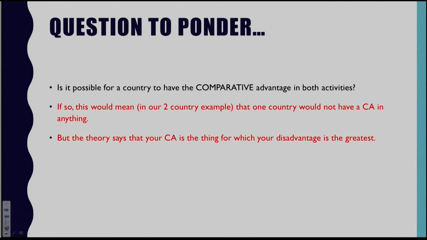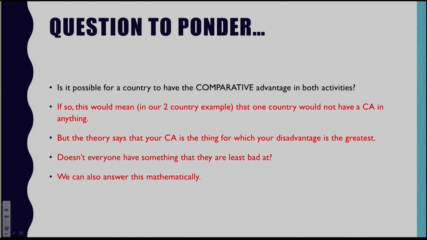But remember what the theory says. The theory says that your comparative advantage is the thing for which your disadvantage is the greatest, right? If you're the underdog, then your comparative advantage is the thing for which your disadvantage is the greatest. Well, doesn't everyone have something that they're least bad at? I might be bad at absolutely everything, but there's going to be one task that I'm least bad at, and that would be my comparative advantage.